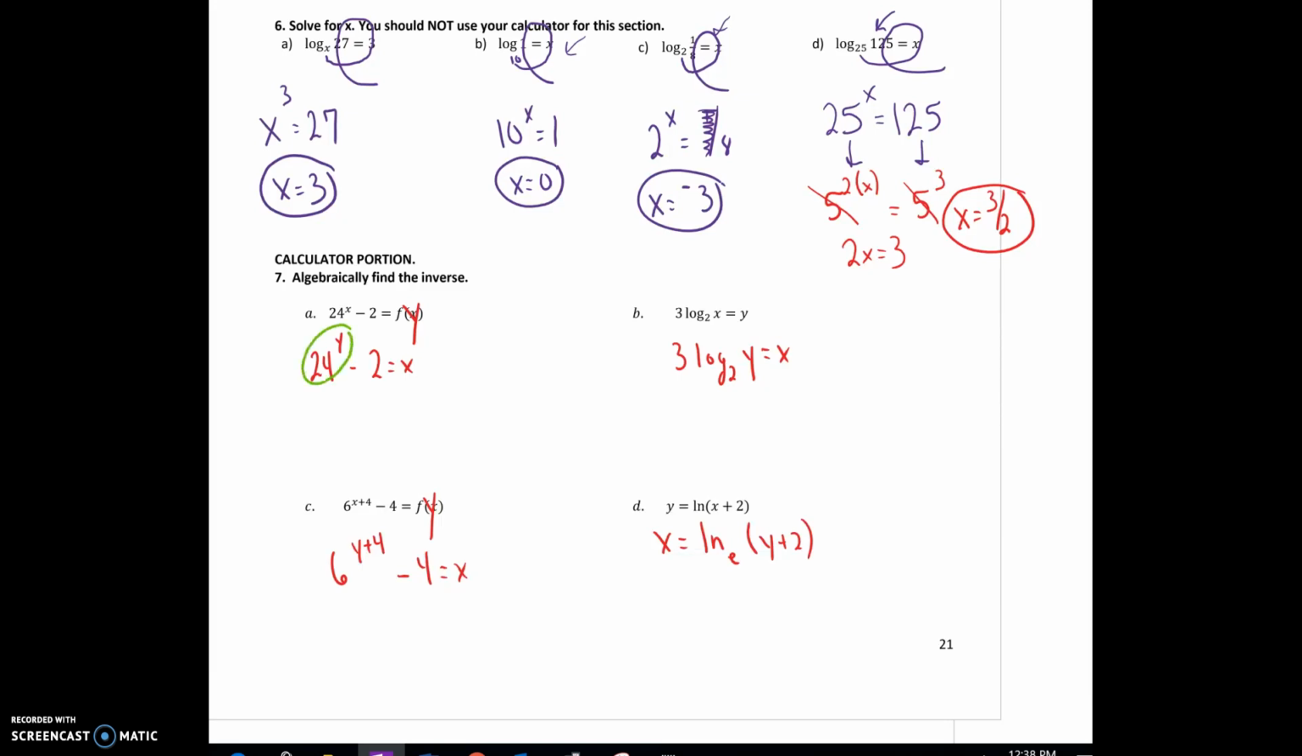So when I go to 7b and it's a log problem, I'm just going to circle the log. So the log has a base of 2, but the log consists of the stuff that's behind it. So this is the log. The 3 is multiplying to the log, but that's the actual log.